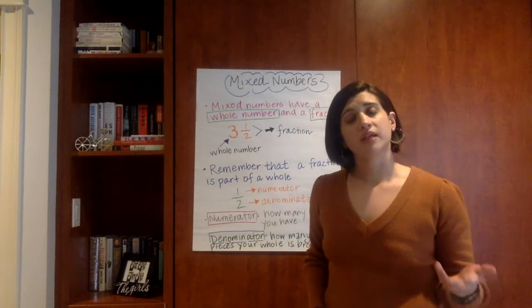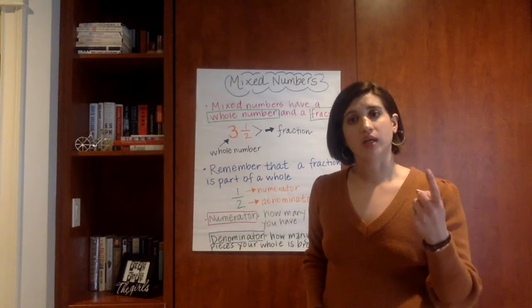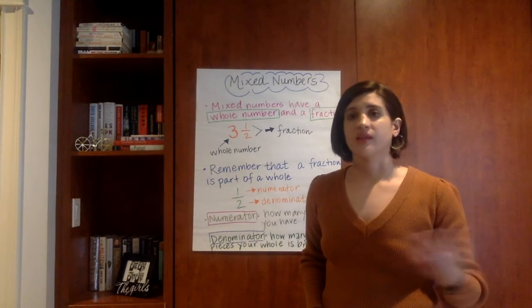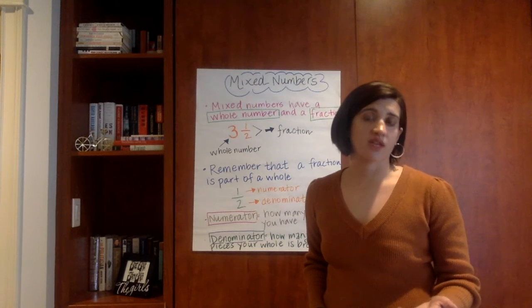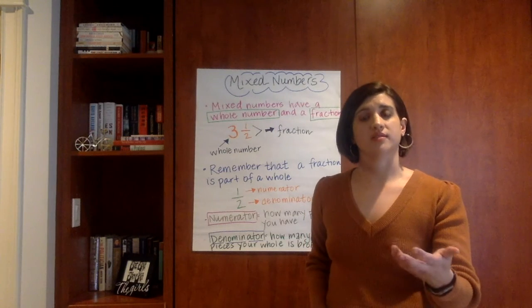My numerator is the number of pieces I have. So if I go back to my cake example, it means that I had one out of the two slices of cake. That means I ate one out of the two slices of cake. I gave away one out of the two slices of cake.